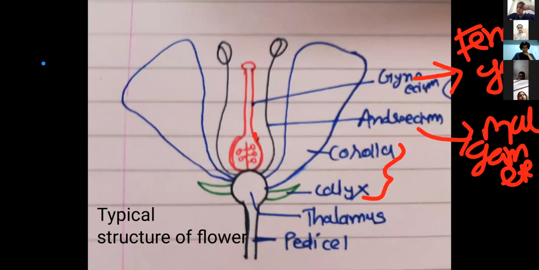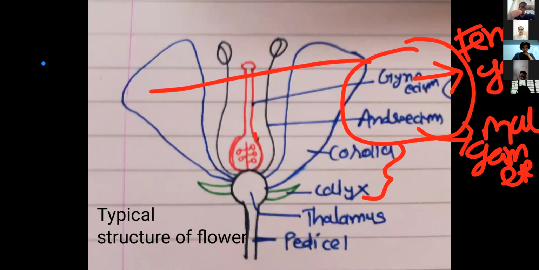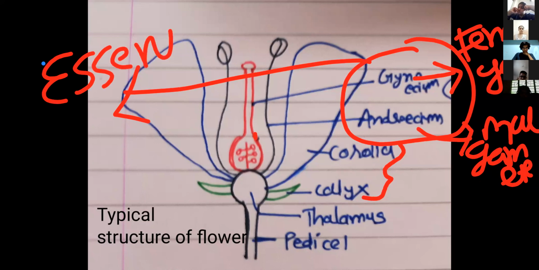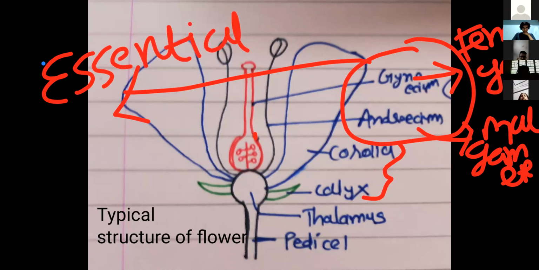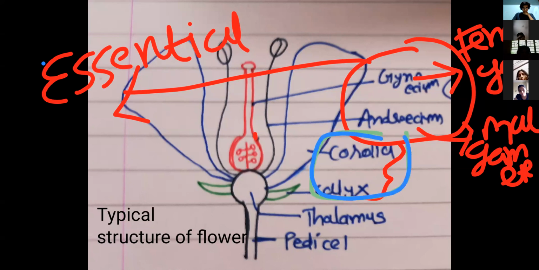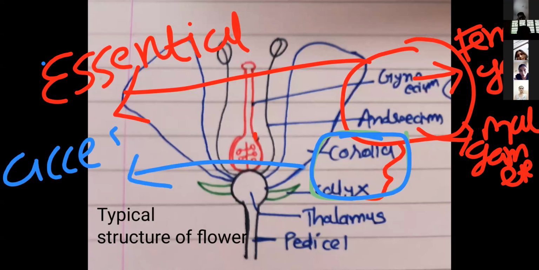Now, on the basis of this information, of the total four whorls, gynoecium and androecium are known as the essential whorls of the flower. These two are known as essential whorls of the flower. Whereas these two, calyx and corolla, are considered as accessory whorls.